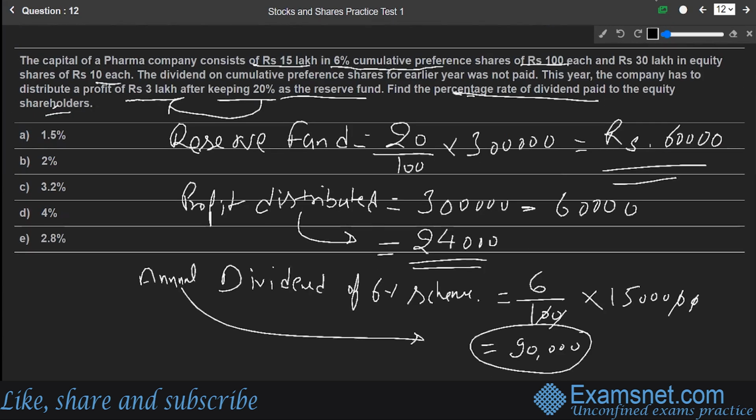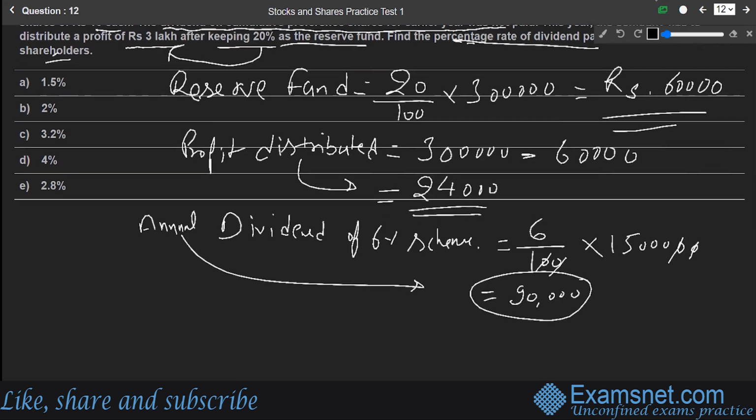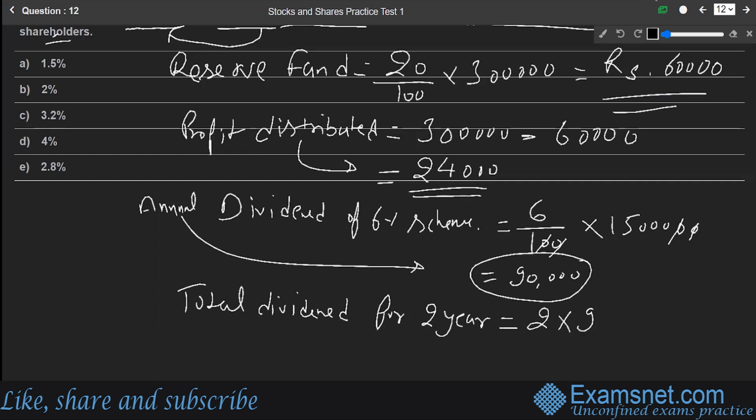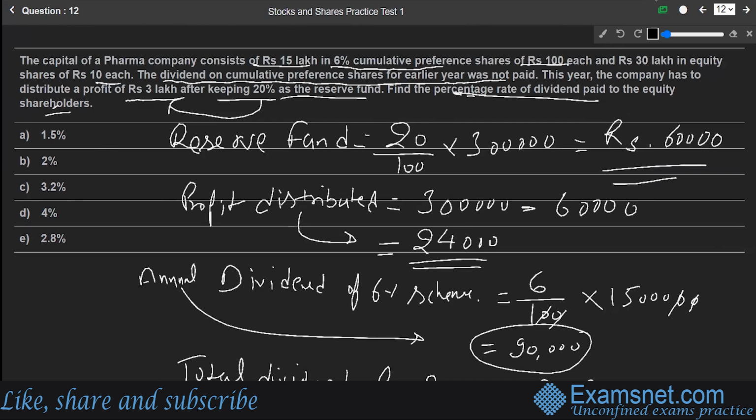But he said the dividend on cumulative preference share for earlier years was not paid. So they have not paid for the earlier year also. That means they need to be paid for both the years. So how much are they required to be paid? They are required to be paid for 2 years. As it was not paid for the first year, you have to pay for 2 years. So the total dividend to be paid for 2 years is obviously twice of 90,000, and that becomes 1,80,000. So 1,80,000 is the dividend to be given to the first scheme shareholders.